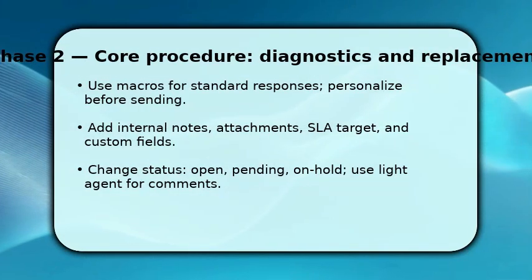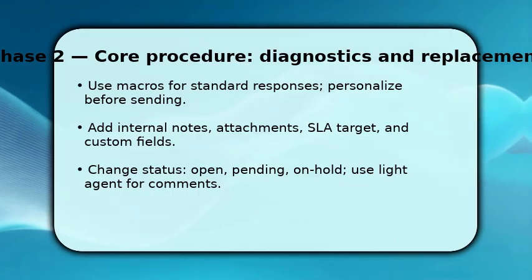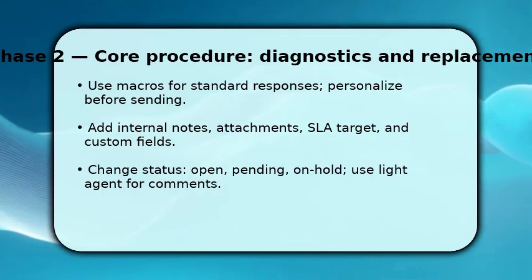Once the ticket exists, triage it by reviewing history and attachments. This tells you what troubleshooting already happened and why. Use macros to speed replies, but edit them so the message fits the customer and avoids robotic tone. Add internal notes for teammates and upload logs or screenshots.